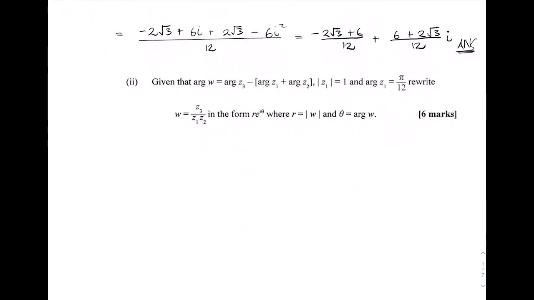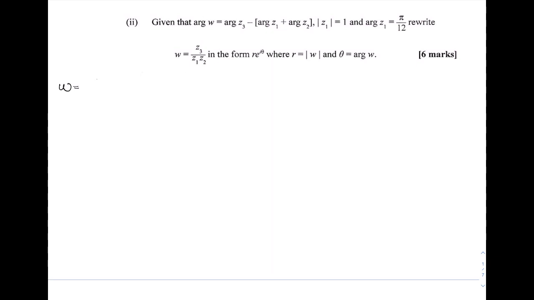Now we move on to part 2. Given that the argument of W is the argument of Z3 minus the sum of the arguments of Z1 and Z2, where Z1's modulus is equal to 1 and the argument of Z1 is equal to pi divided by 12, rewrite W equals Z3 divided by Z1 times Z2 in the form R times e to the i theta, which is the exponential polar form for our complex number, where R is equal to the modulus of W and theta is equal to the argument of W.